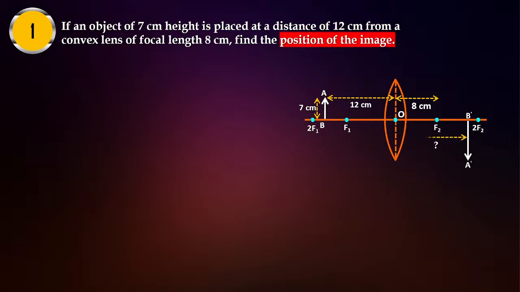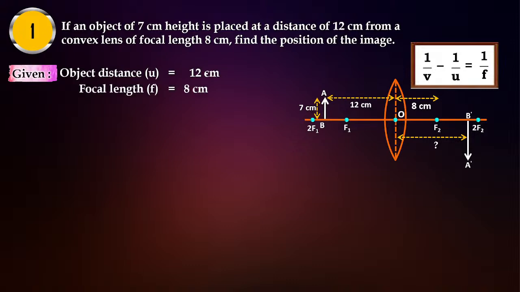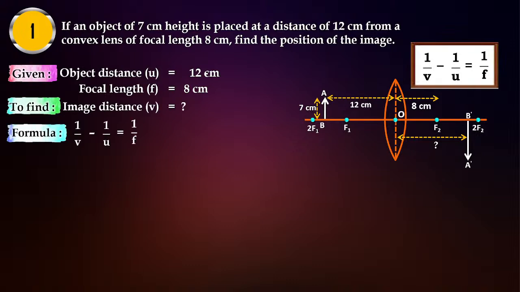Okay, so look at this. I have to find the position of the image. This is the lens formula. v stands for the image and u stands for the object. What is the object distance u? 12 centimeter. Focal length is 8 centimeter. To find v, the image distance, the formula is 1 by v minus 1 by u is equal to 1 by f.